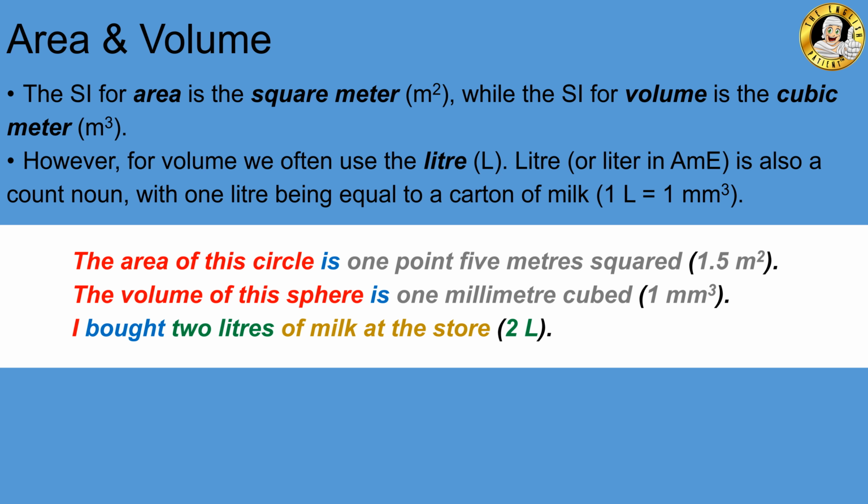Here are some examples. The area of this circle is 1.5 meters squared. So to the power of 2 can also be read as squared. The volume of this sphere is 1 millimeter cubed, which would be a small mm with a power of 3. I bought 2 litres of milk at the store.